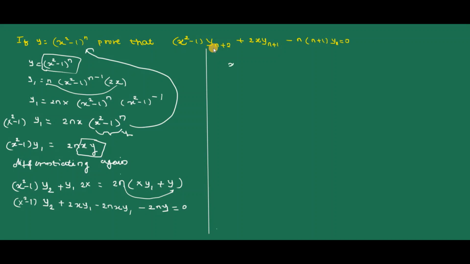And then we can write it as (x² - 1) y_{n+2} as it is. From these two terms you can take -2 and x y1 common. If you take -2x y1 from this term as common, here we are left with n. And from this term if we take -2x y1, this plus we can write it as minus into minus. One of the minus I have taken common, meaning here we are left with -1. And at last -2ny is equal to 0.